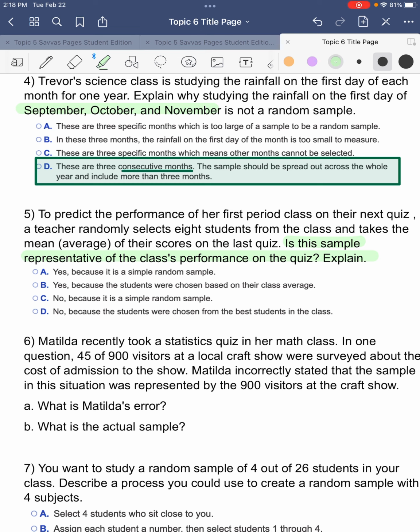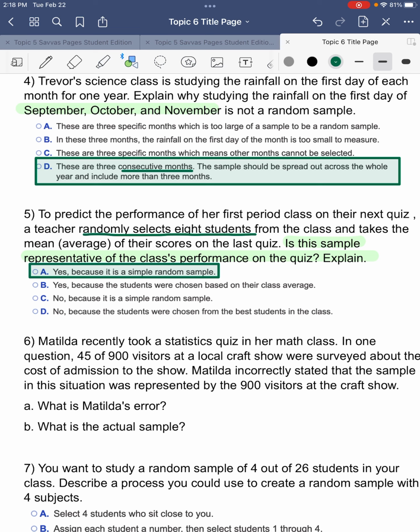Okay, well, what I'm thinking, some key phrases in here are, she randomly selects 8 students. Okay, that's important. And takes the average of their scores. So because she randomly selects, I'm thinking that yes, this is representative. So I'm going to read those first 2. Yes, because it's a simple random sample. And yes, because the students were chosen based on their class average. Well, no, she randomly selected the students. So I'm going to go with A. I think A is our best answer.